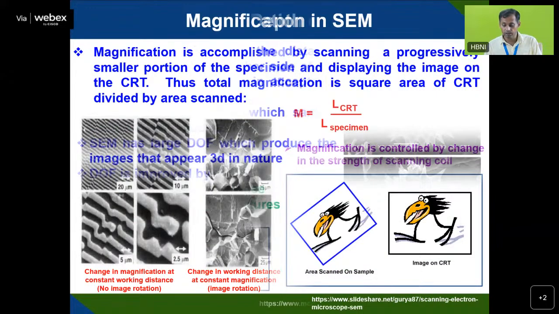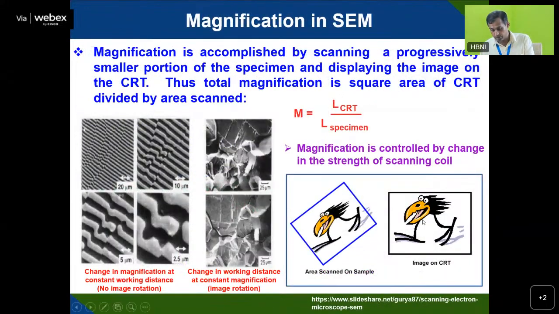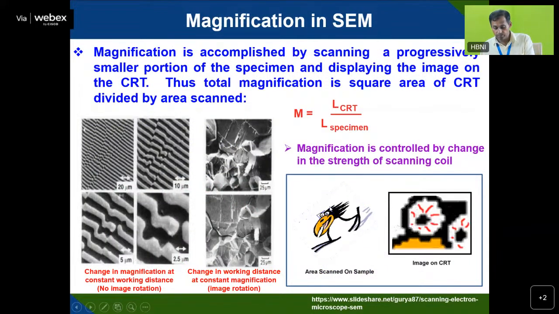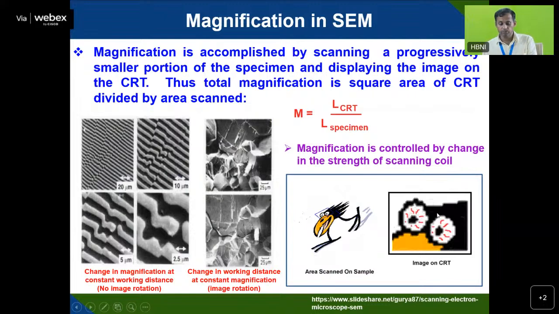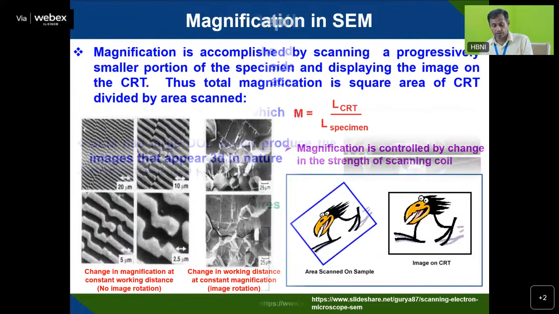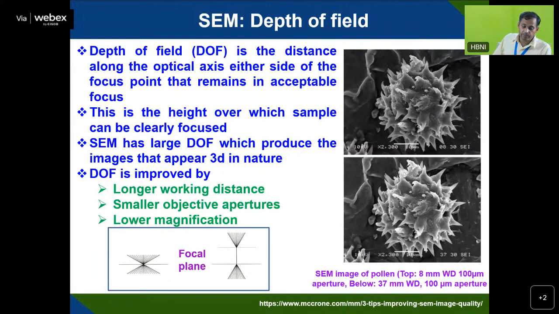You can see here how the zooming of the image on the CRT works when you go for scanning. Based on that, you can define the magnification as L CRT by L specimen. Then, with highly energetic electrons, there is depth of field, DOF, which is the distance along the optical axis, on either side of the focus point, that remains in acceptable focus. This is the range over which the sample can be clearly focused. So using this, you are able to focus the image.